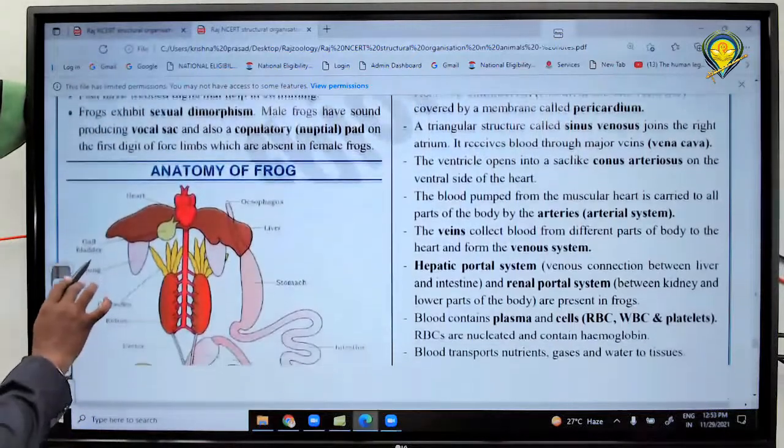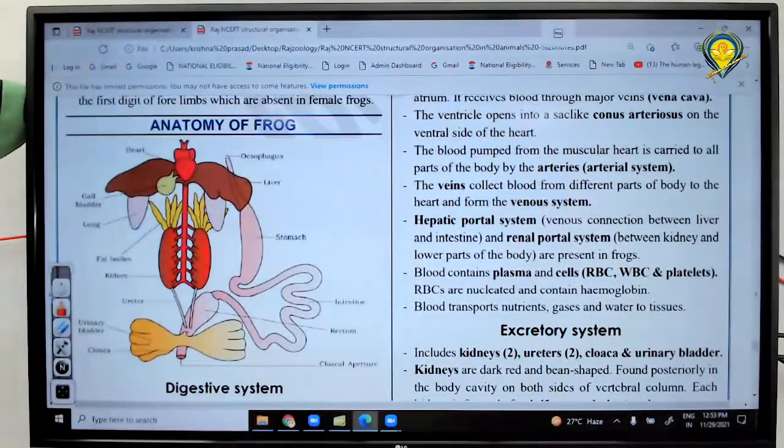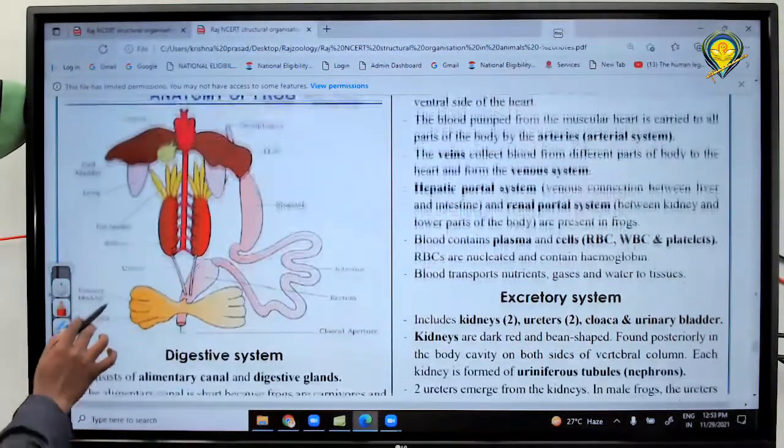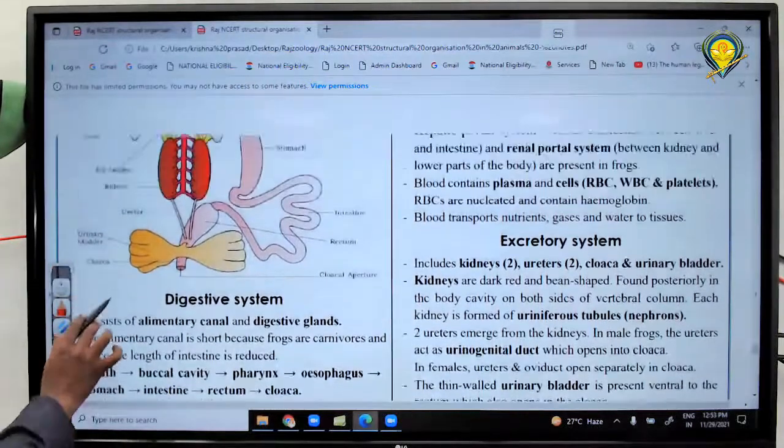And next one, if you can go with the anatomy. What is it? Anatomy, right? Here you can see that first we have to talk about the digestive system.